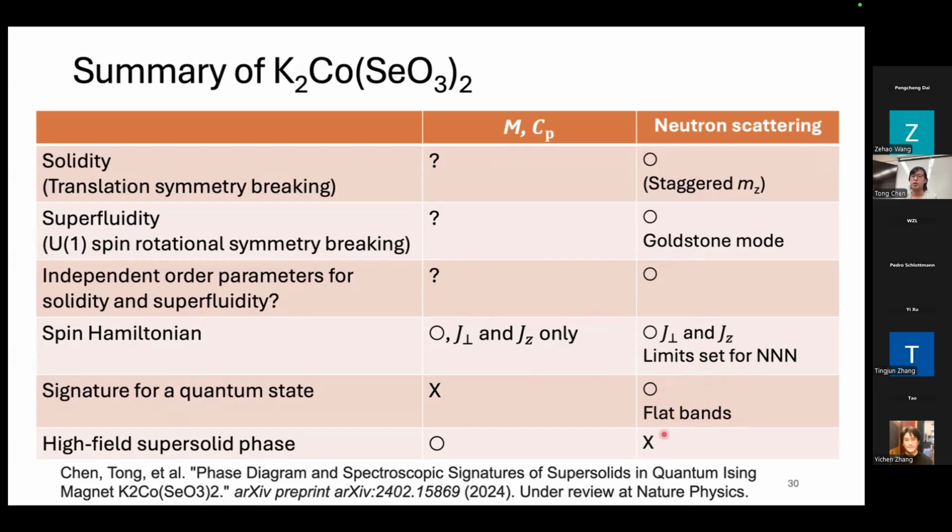But one of the limitations of neutron scattering is that we don't have any access to the high field supersolid phase, unfortunately. Currently, we can easily go up to 14 Tesla doing neutron scattering, but we would require 20 Tesla to access the high field supersolid phase in this compound. So yes, the results are currently under review.